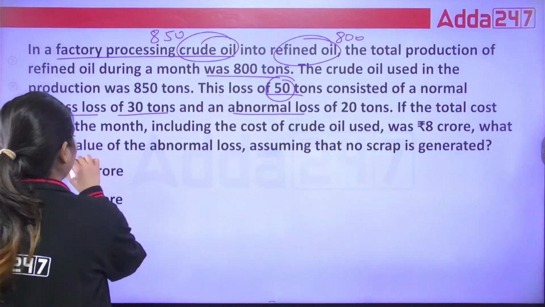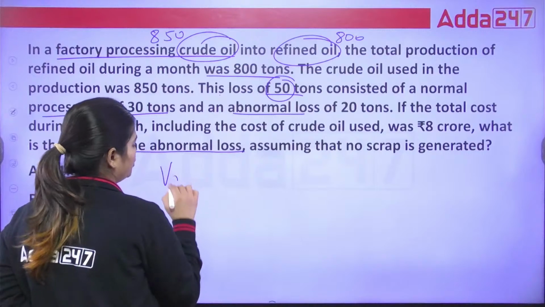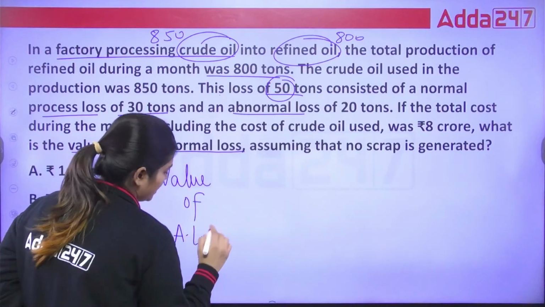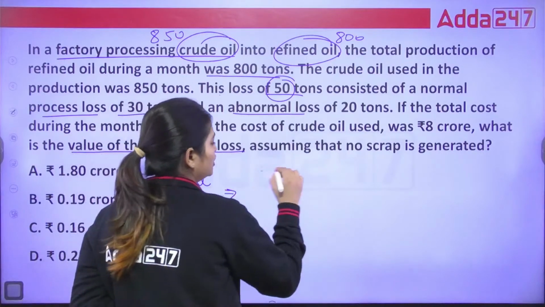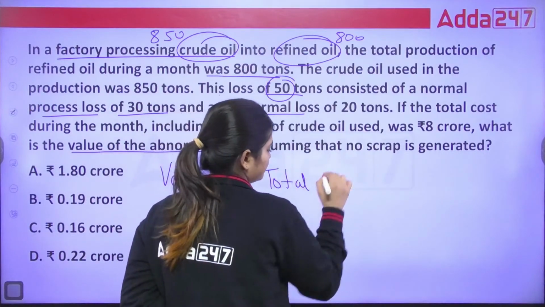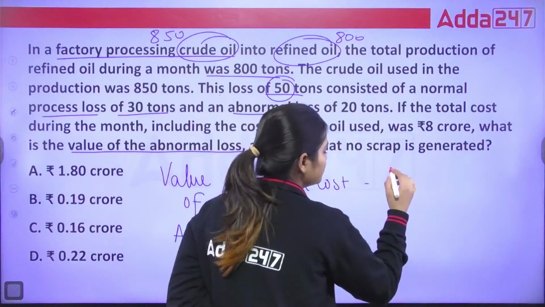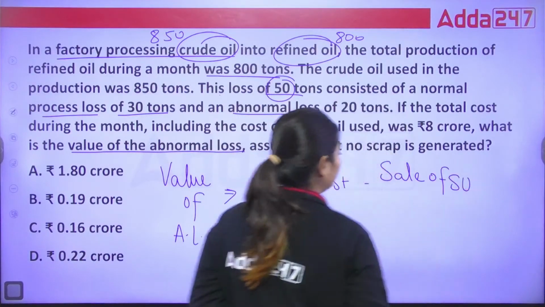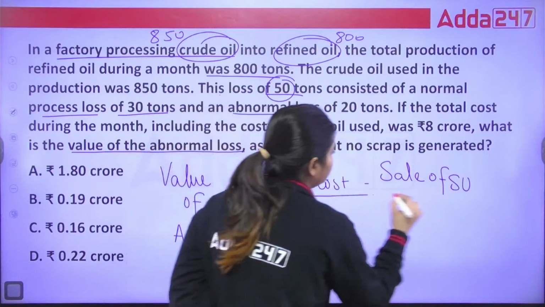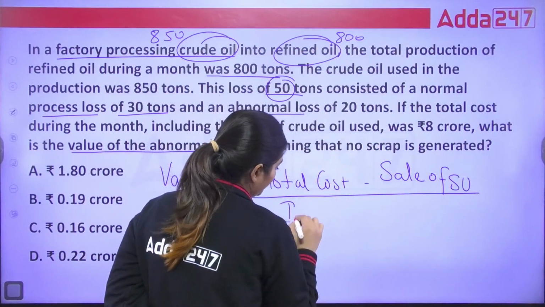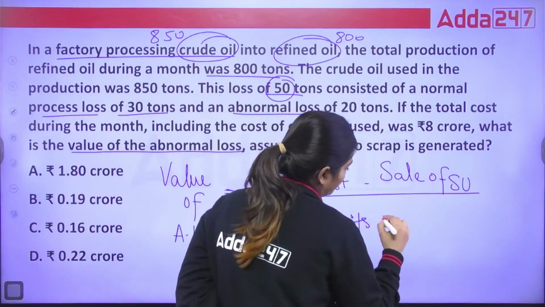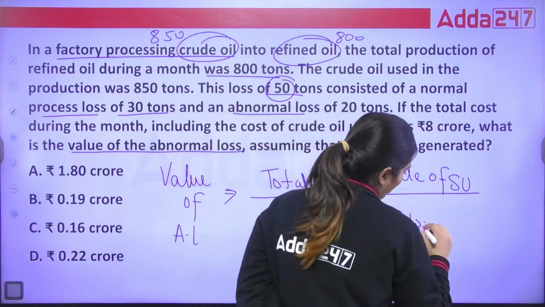Sorry, for calculation of the value of abnormal loss, we need to use one formula. And what is that formula? See, total cost minus, if you get any sale value of scrap, you need to subtract it, divided by input units. This needs to be subtracted by normal loss units.